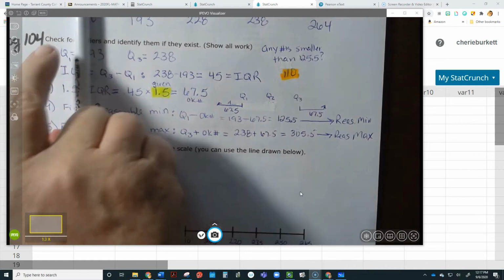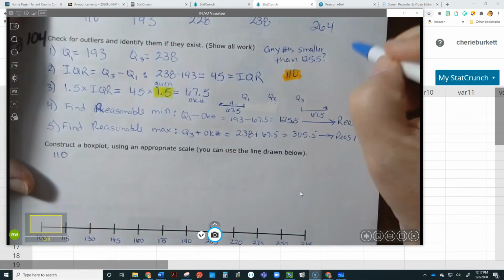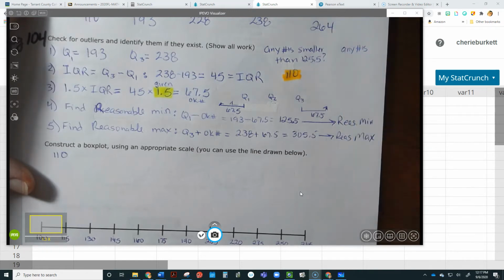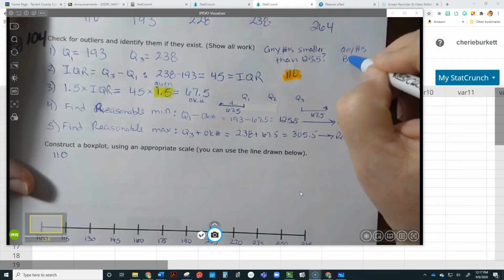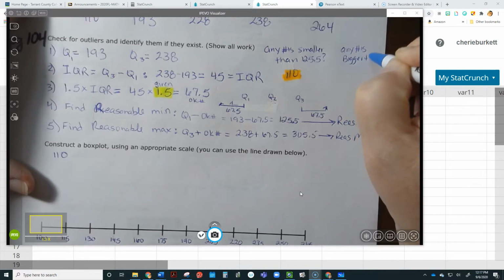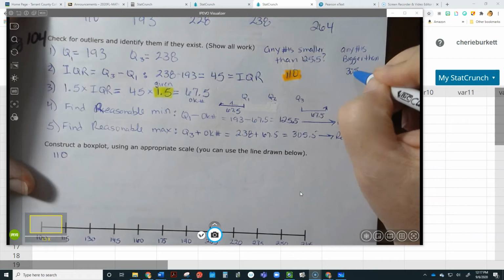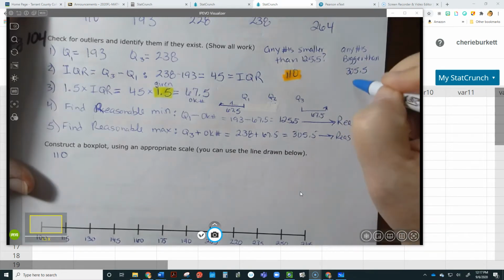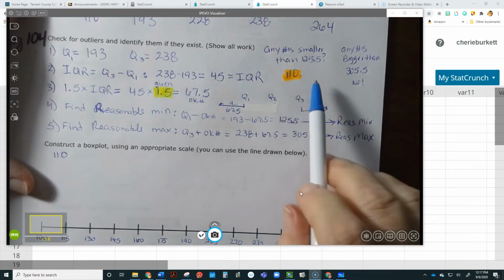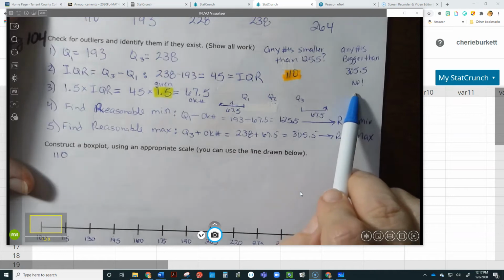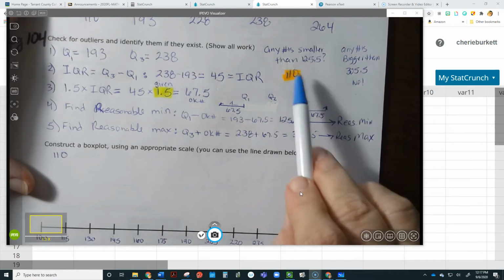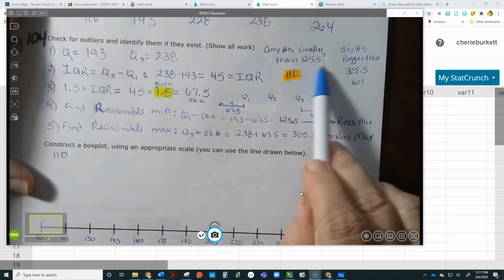Our other question is, do we have any numbers, and you can have more than one outlier, do we have any numbers bigger than 305.5? And the answer is no. So since we didn't have any numbers any bigger, we'd only have this one outlier. Any number smaller than 125.5? Yes, it was 110.